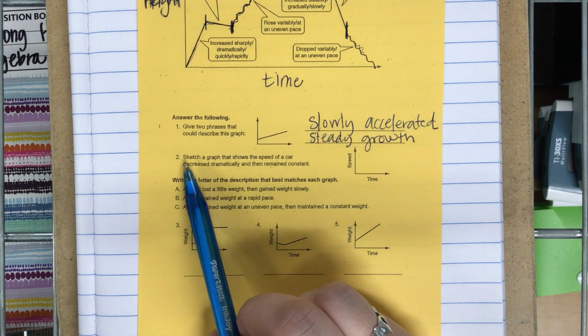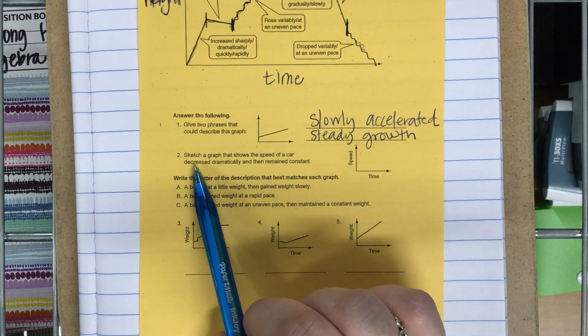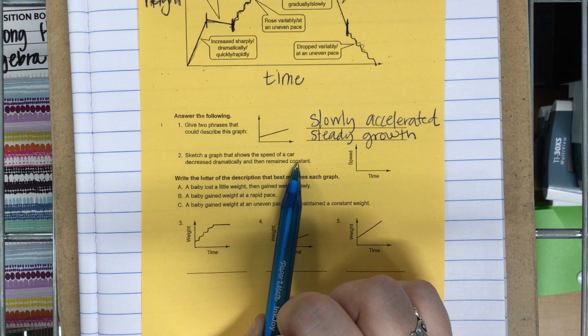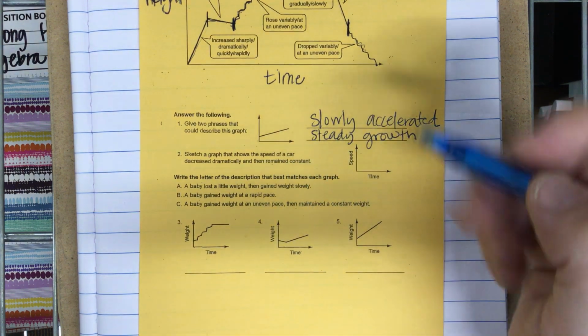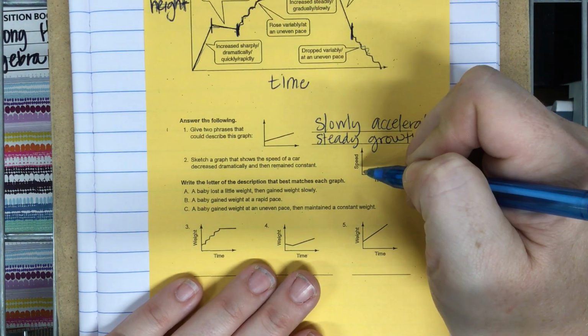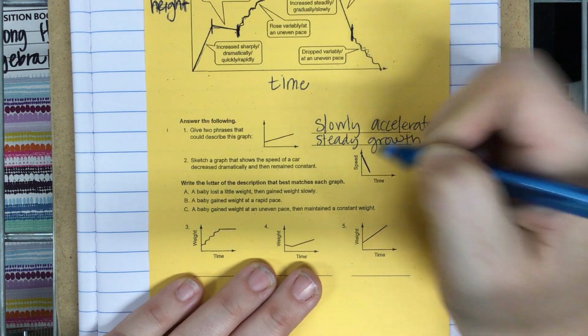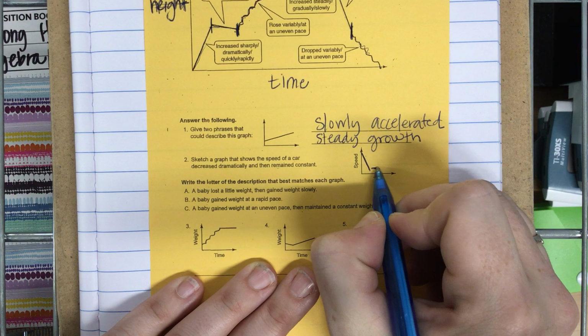Could you sketch a graph that shows the speed of a car decreased dramatically, then remained constant? So in order to decrease, I have to not start at 0. I'm going to decrease dramatically, and then I'm going to remain constant.